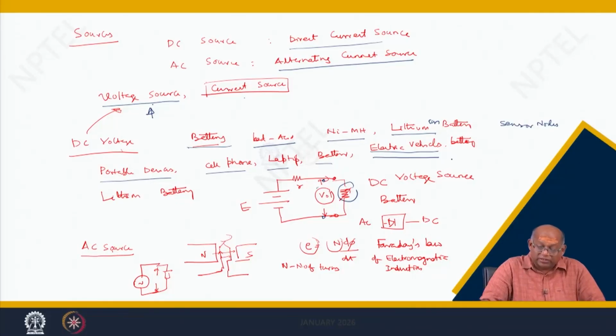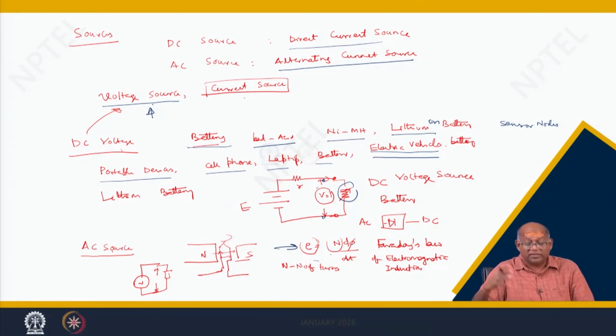Then you have AC source, essentially the generators. The generators operate on the principle of Faraday's law. Whenever there is a rotation in a magnetic field, the voltage is induced, and this is the law, E is equal to N d phi by dt. So, as you have seen, the steam turbine drives an alternator, which is essentially a lot of conductors rotating in a magnetic field, and that generates AC.